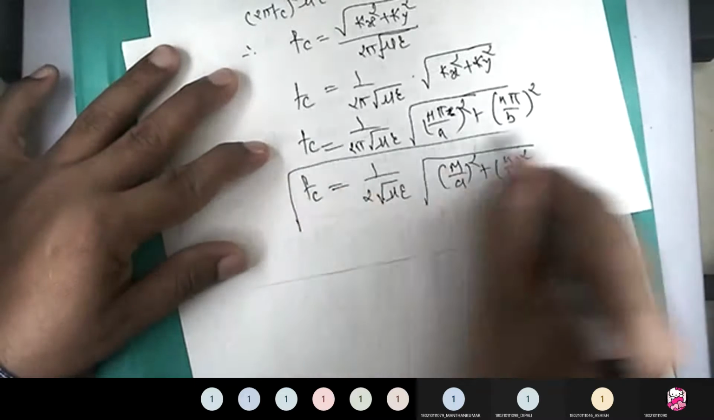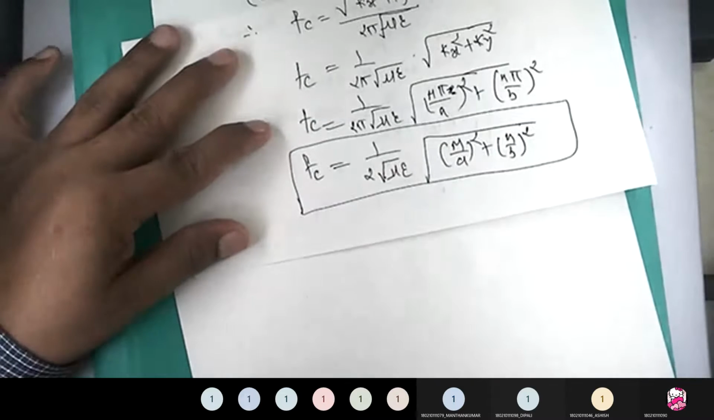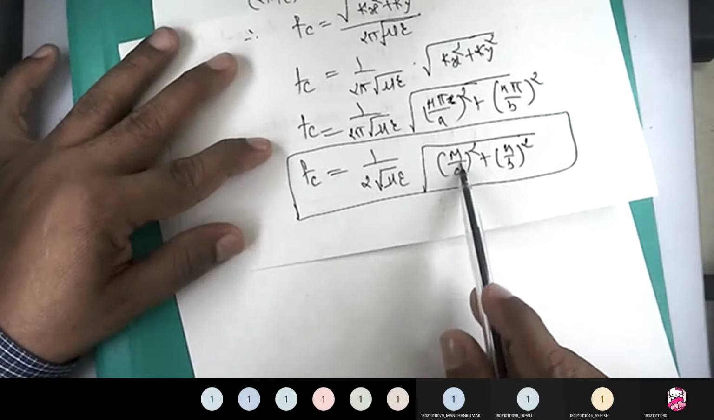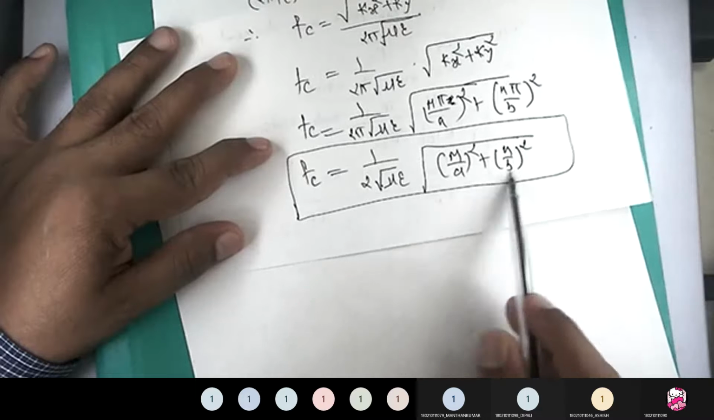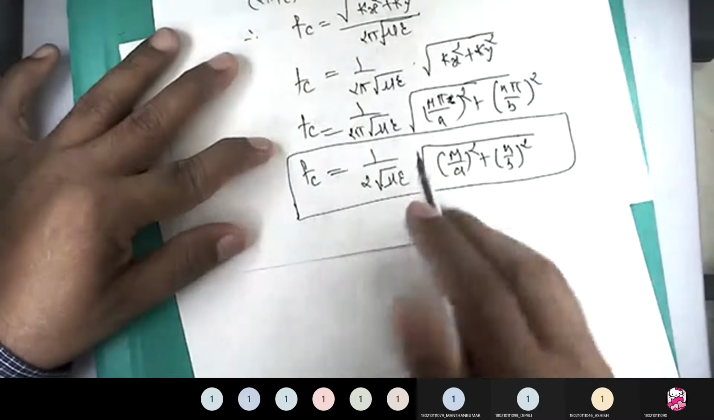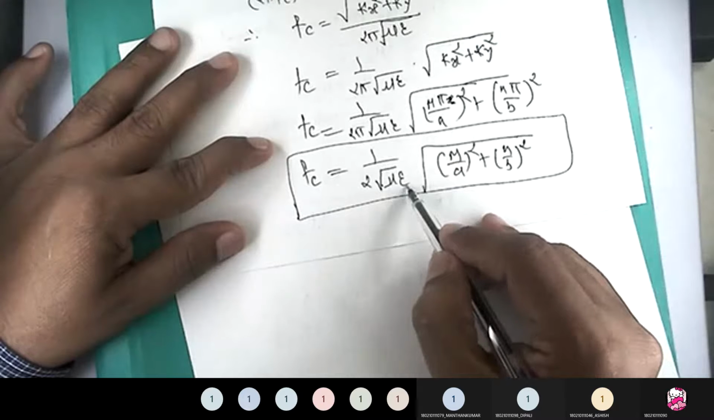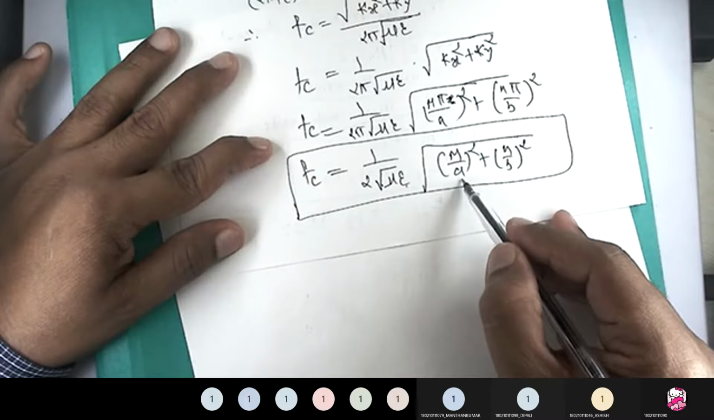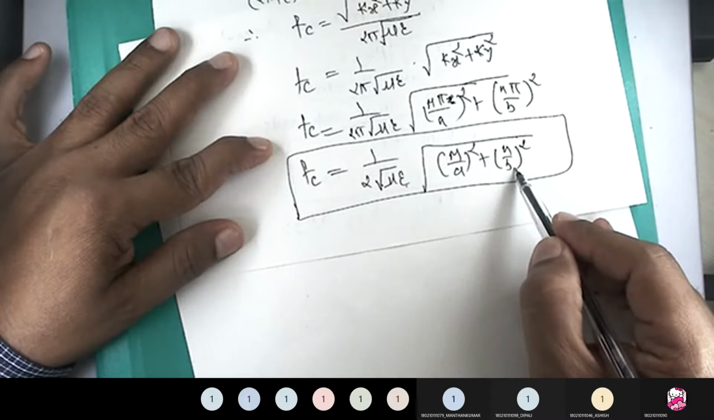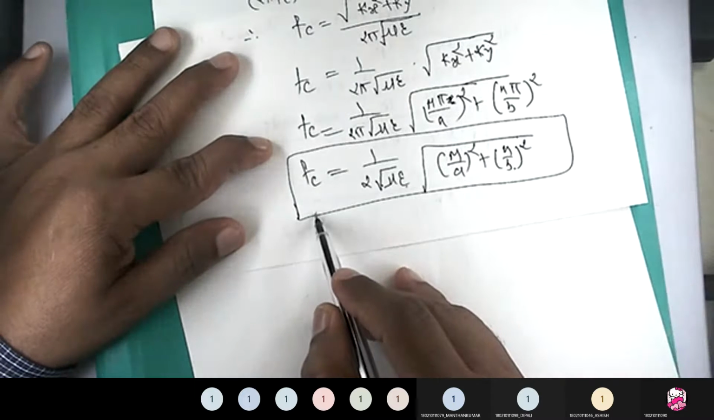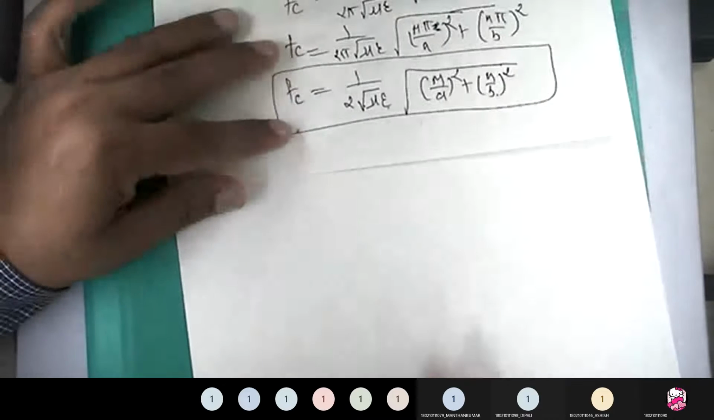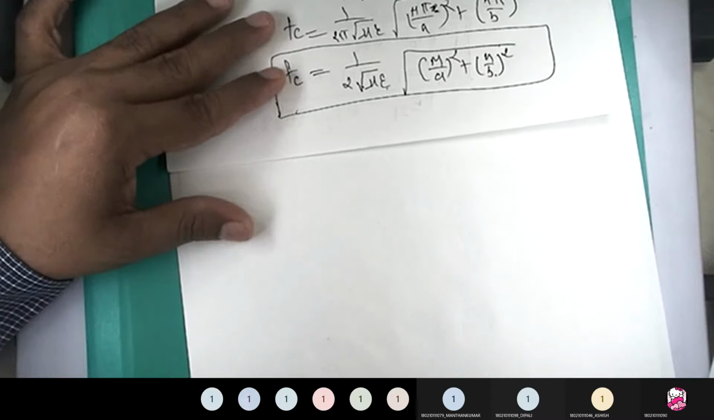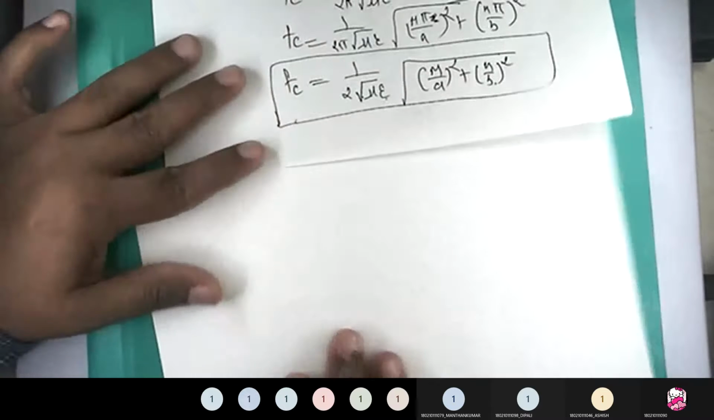So finally, I have fc where everything is in terms of m, n, a and b. Once you know the permeability, the permittivity, the m and n integers, or I can say the mode, and the physical dimensions of that rectangular waveguide, you can easily find out the cutoff frequency. From this, I can also define the cutoff wavelength.